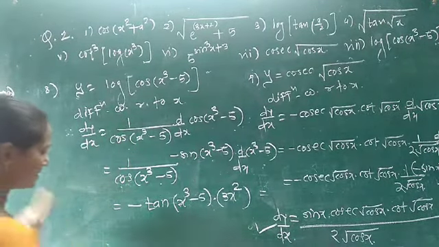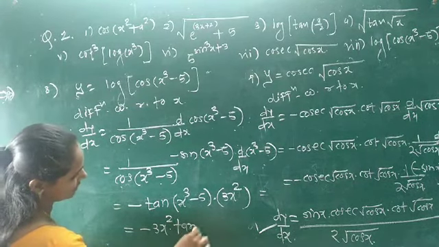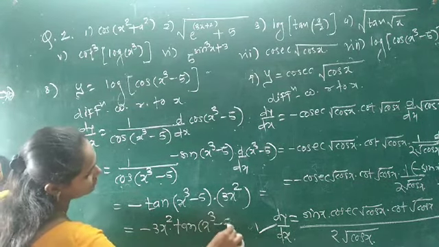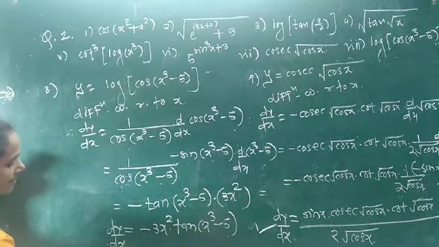So the final answer is minus 3x square into tan of x cube minus 5, dy upon dx.